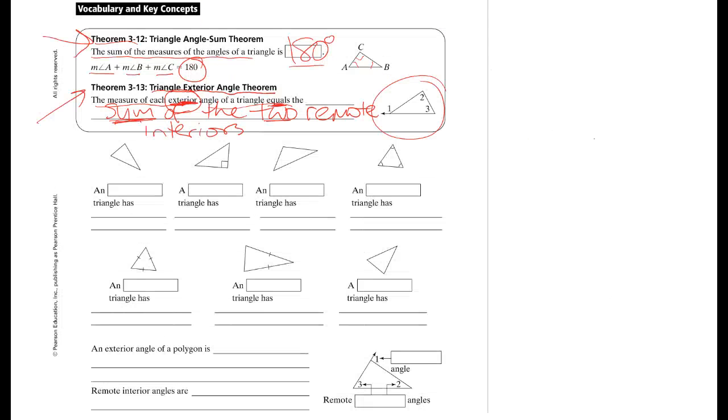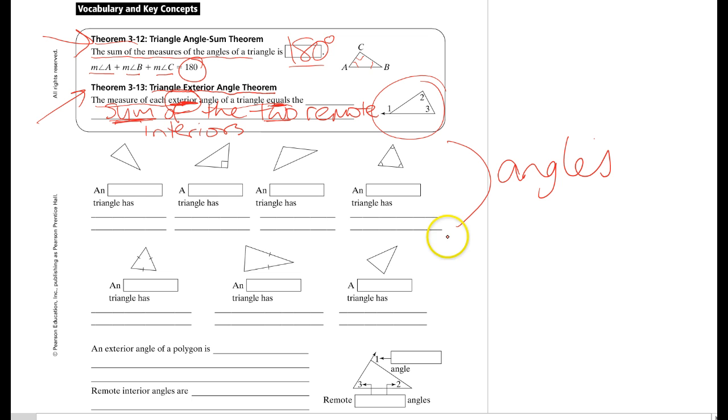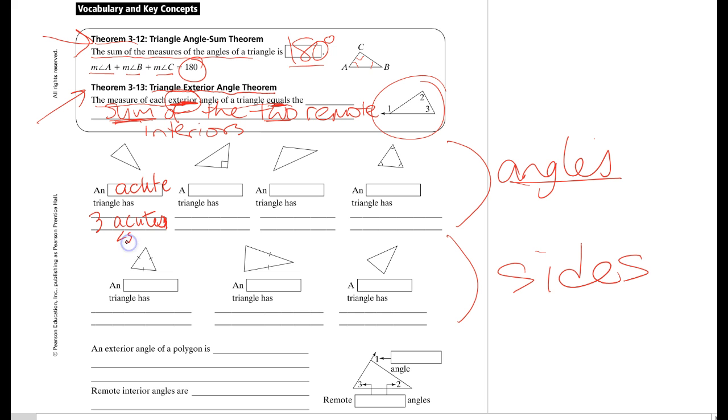So now, let's talk about classifying some triangles. The first way we can classify them is by their angles. Another way we can classify them is by their sides. And sometimes we can do both. So first, let's talk about the angles. An acute triangle has 3 acute angles. A right triangle has 1 right angle.